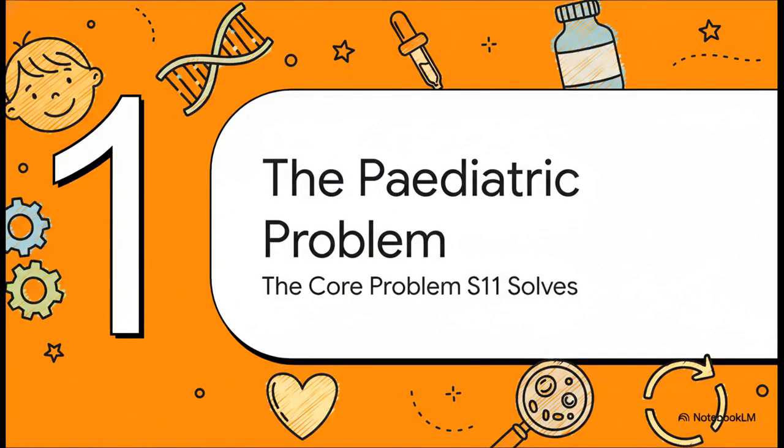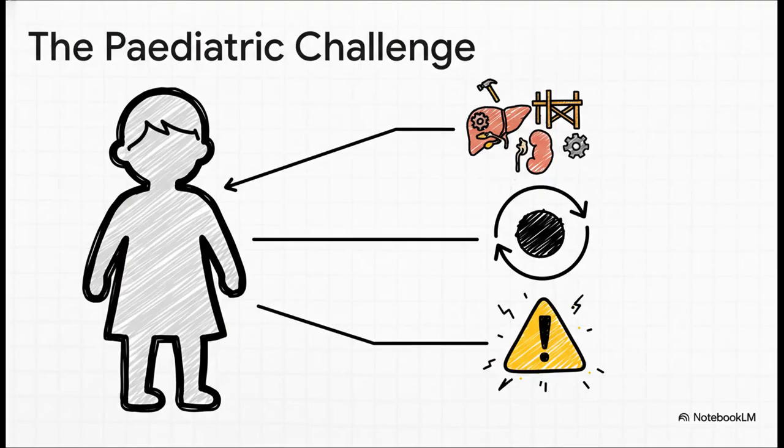We really need to unpack this idea because it's the core problem that S11 is built to solve. So when we say fundamentally different, what are we actually talking about? Well, for starters, major organ systems, think the brain, the liver, the kidneys, they're still under construction. This immaturity messes with a drug's pharmacokinetics, or PK, how the body absorbs, distributes, and gets rid of it. And it also changes the pharmacodynamics, or PD, how the drug actually affects the body. This means you can get totally different side effects. A drug that's perfectly safe for an adult could be dangerous or just plain useless for a child.